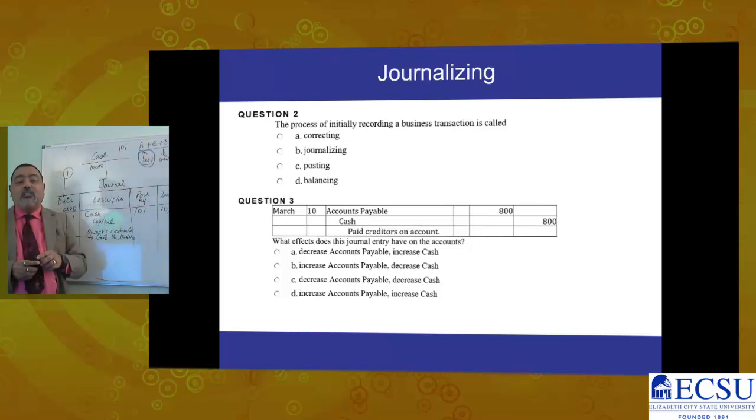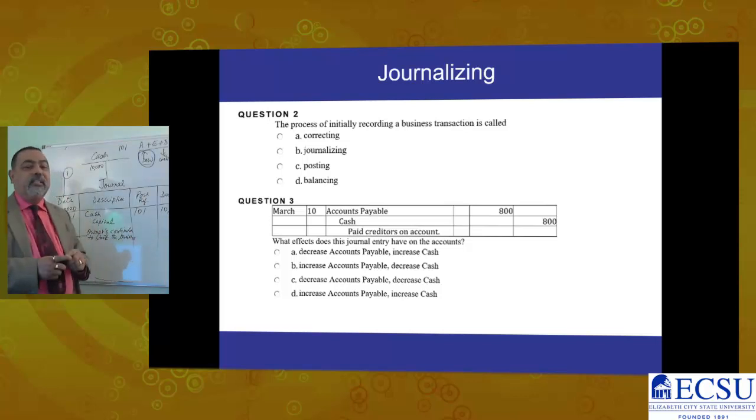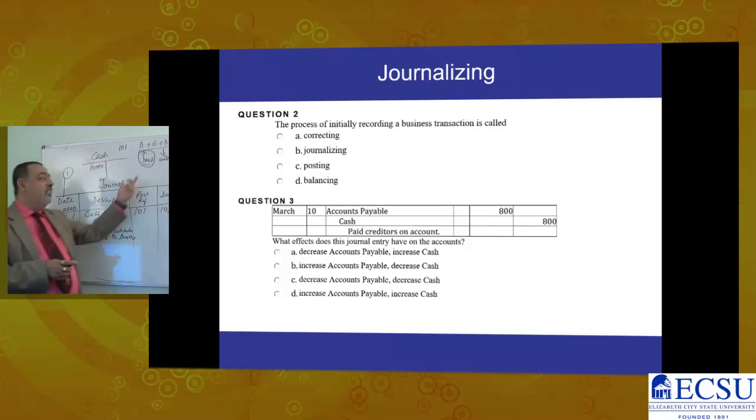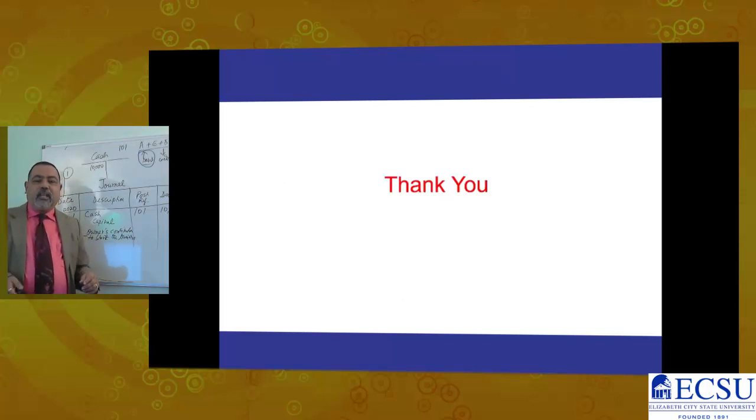So therefore cash was credited, so that would mean number C, of course, because there is a decrease in accounts payable because it's debited, and decrease in cash, of course, and again it is credited. So that's why the correct answer would be number C. Okay, decrease in accounts payable and decrease in cash.